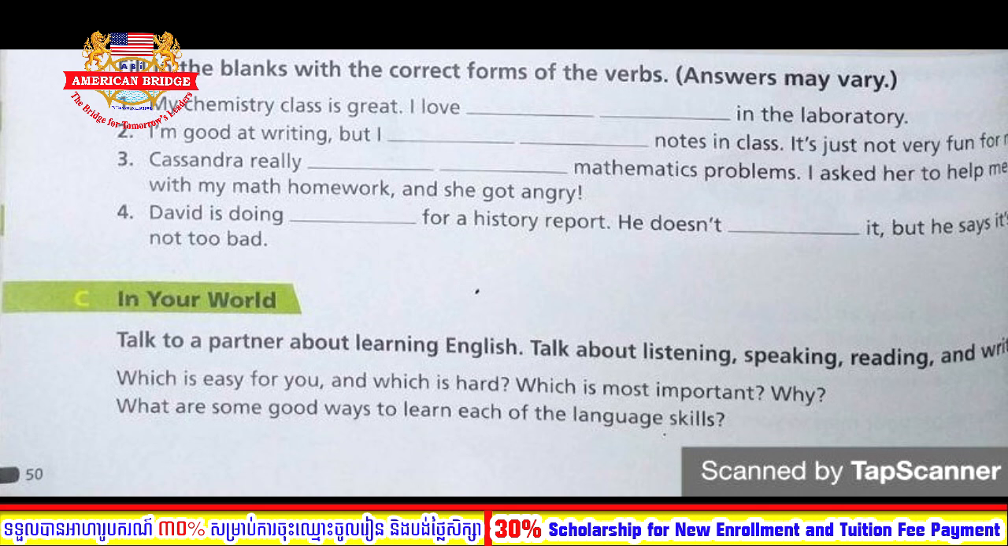So for each section, how do you find learning English? Especially the four sections: listening, speaking, reading, and writing. You need to state which is easy for you and which is hard. Which is most important and why? What are some good ways to learn each of the language skills? Okay? So these are just some questions to ask you about learning English. Out of the four, which one do you find most difficult? Which one do you find easy? And what are other good ways to learn each language skill?